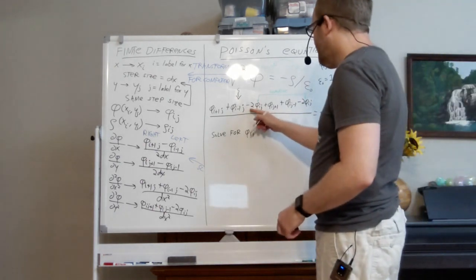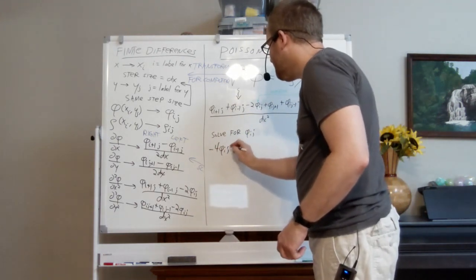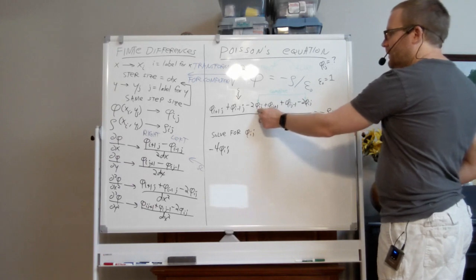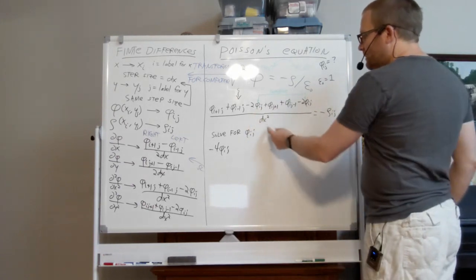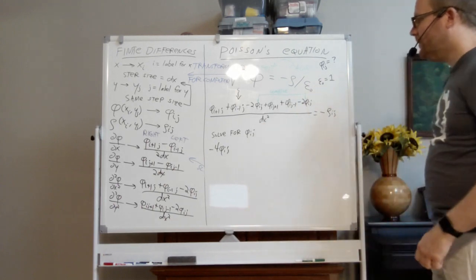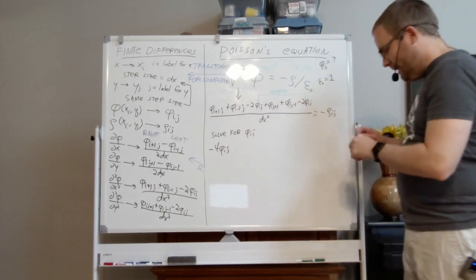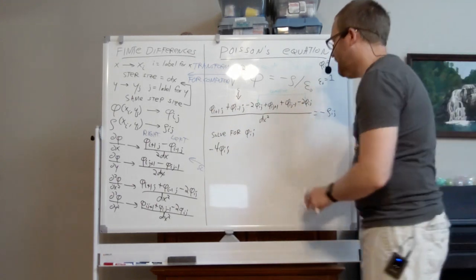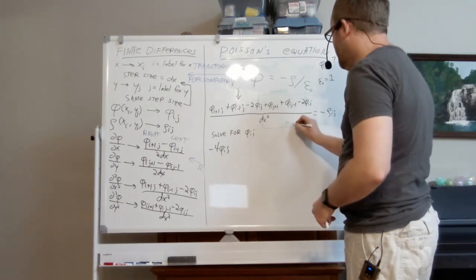So I'm going to have a negative 4 multiplying the phi ij. Right? So I'm going to have a phi ij, negative 2 phi ij and negative 2 phi ij. It's being divided by a dx squared, but so is everybody else over here. So I can just multiply both sides by that. So we're going to take dx squared and multiply it over here.